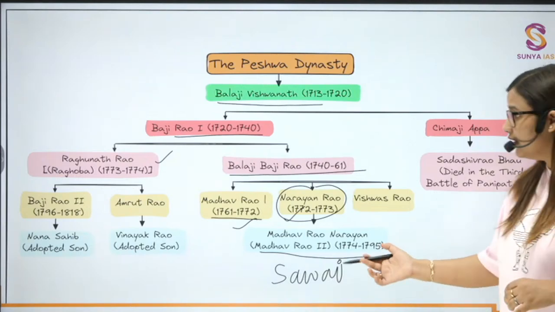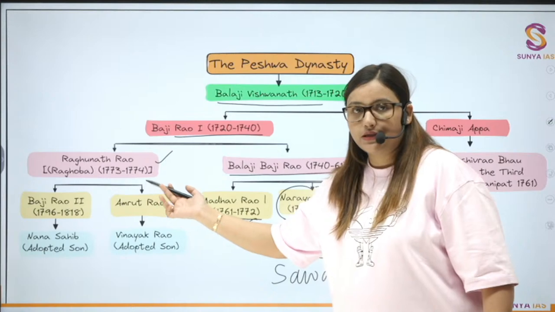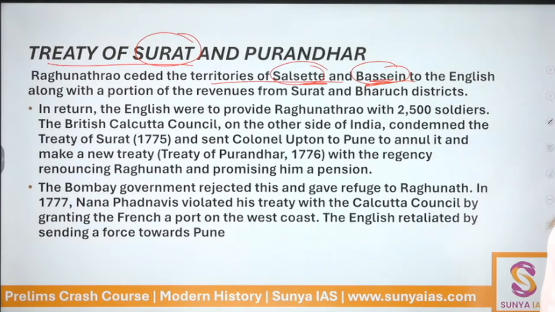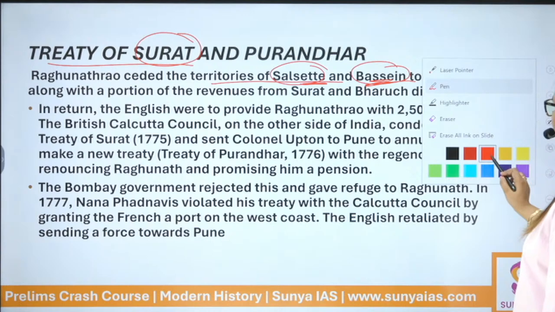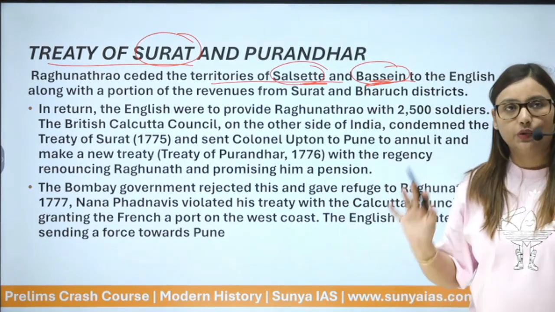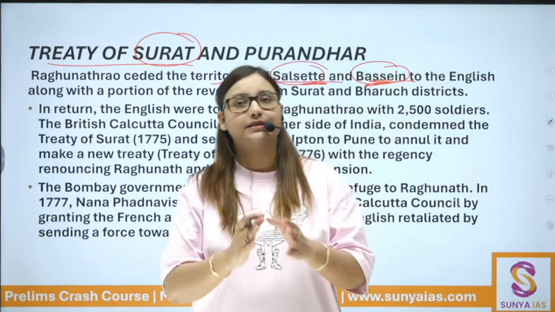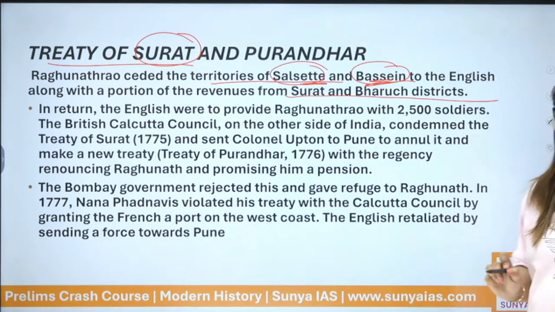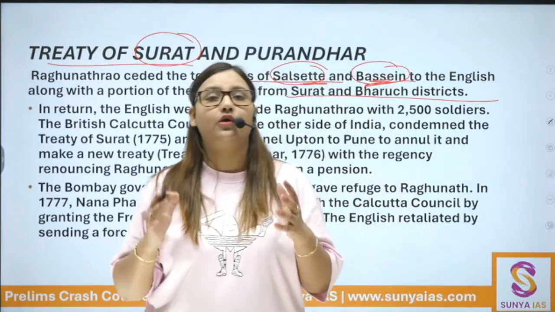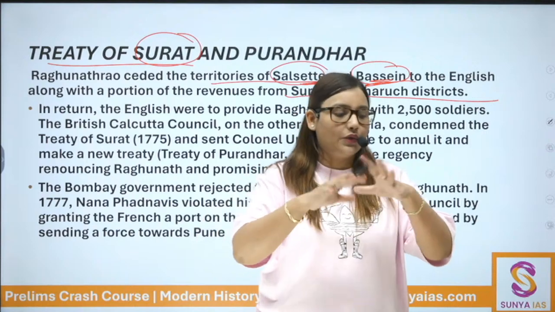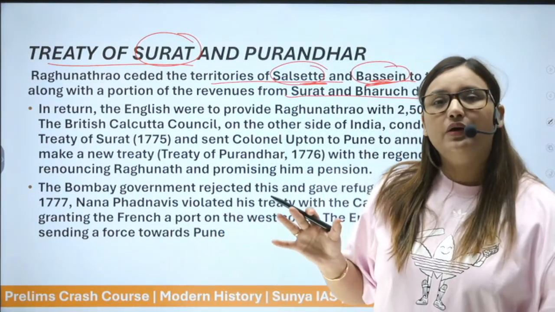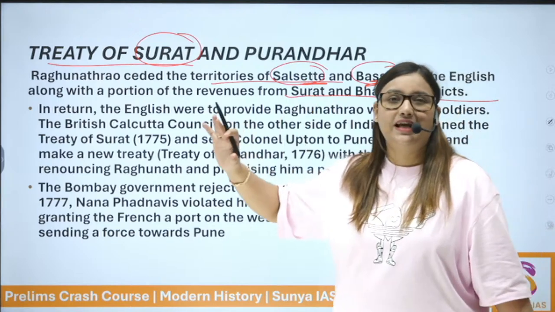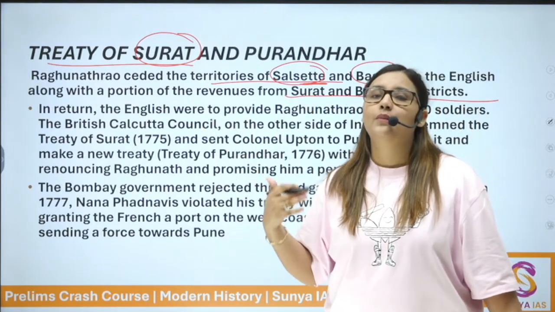So understand, here we got the point that Raghunath Rao was the ambitious Peshwa. He declared himself Peshwa, signed a treaty with Bombay, and the East India Company was given Salsette and Bassein. Okay, till now the story is clear. Raghunath Rao ceded the territories of Salsette and Bassein to the EIC, along with a portion of the revenues from the Surat and Bharuch districts. A very high level of revenue was collected from Surat and Bharuch. So all the coastal powers, the west coast of India, would be in the hands of the Bombay EIC.